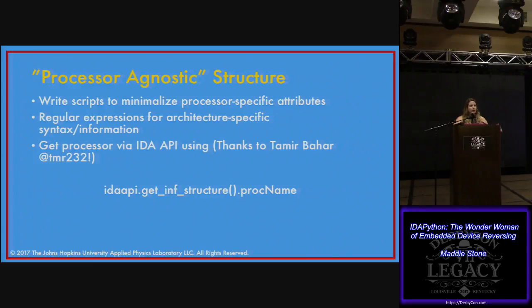And so thanks to Tamir Bahar, he was the one who pointed me in the direction of this IDA-Python API call, which gets its get structure will return the IDA information structure associated with your database. In there they have a processor name variable. It is valuable though too. And so by using that, the script will automatically look up which processor you're running on. It will check if you have put in regular expressions for that processor, and then it will just automatically take them and run with it.